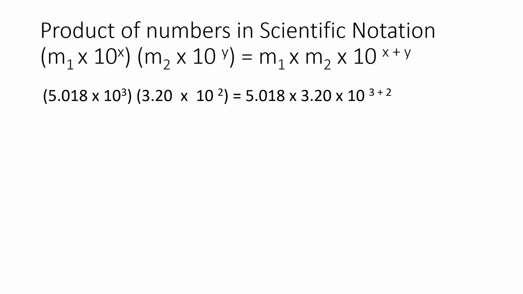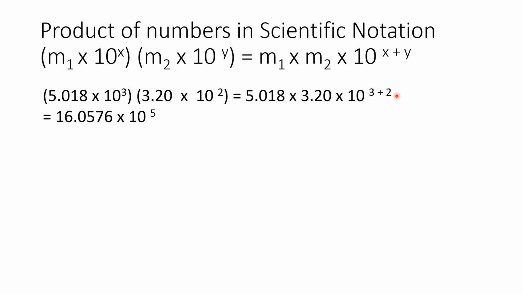So 5.018 into 10 raised to power 3 into 3.20 into 10 raised to power 2. M1 is 5.018 and M2 is 3.20. So we are multiplying M1 by M2 and we are adding the exponents, 10 raised to power 3 plus 2. Go to the second step. We have multiplied. It is 16.0576. We have added the exponents. It is 10 raised to power 5 now. And this is our answer.